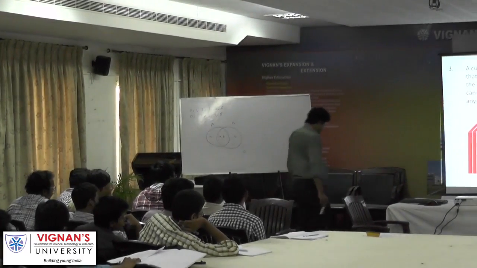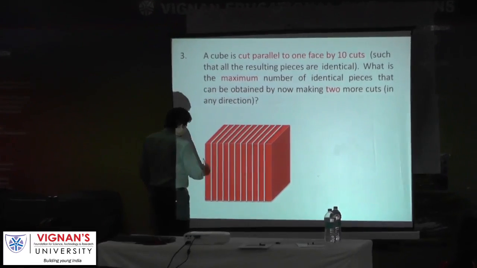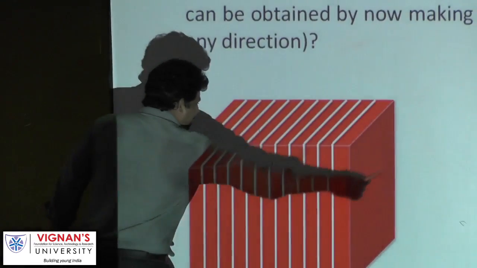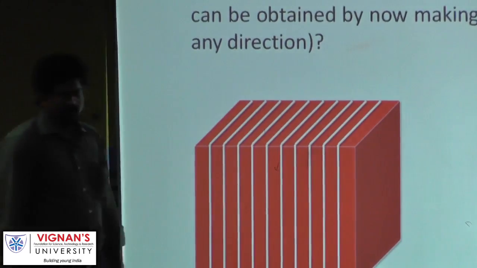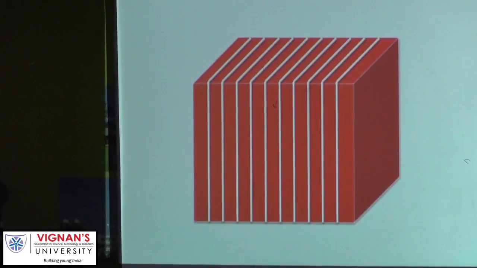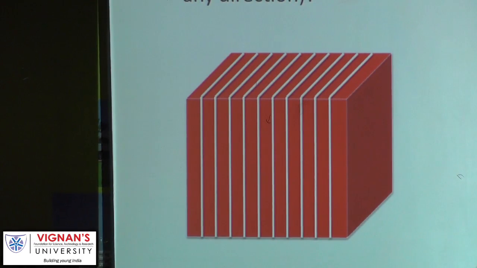So instead of cutting it on both the dimensions, take one cut here, another cut here. So you get 33. If you distribute cuts in both the dimensions, then you get 44. Was that clear? Right, next one.